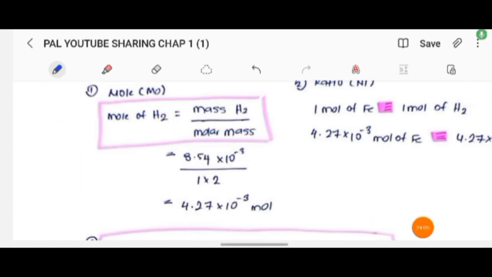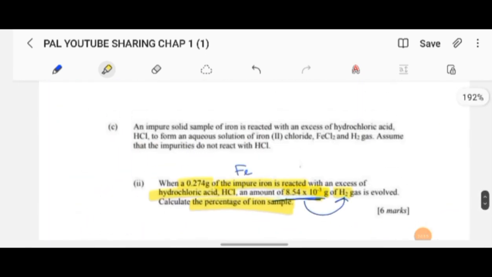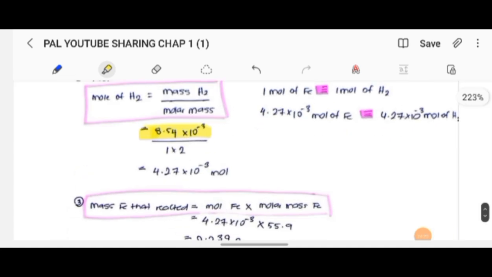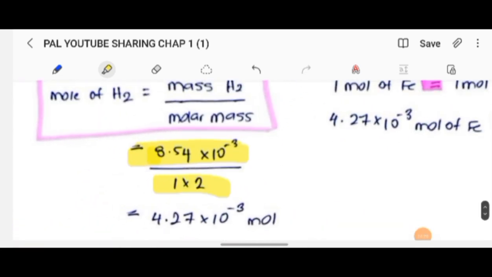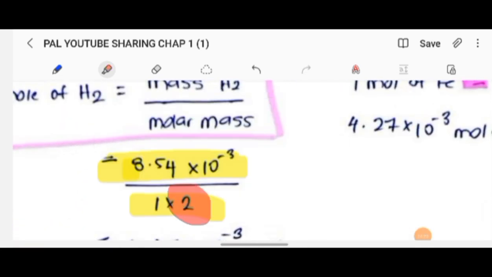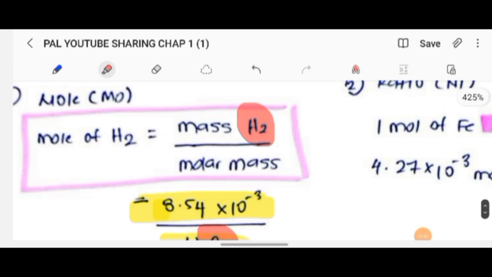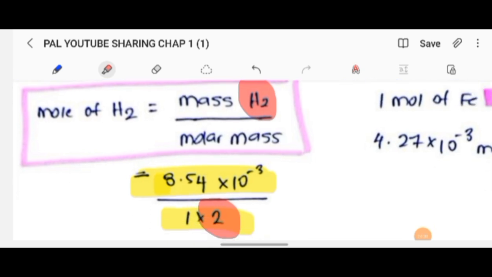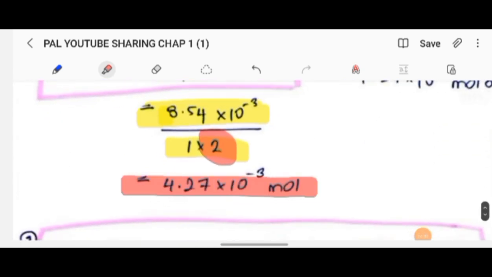Earlier we already got the mass of H2 in the equation, which is 8.54 times 10 to the power of negative 3. And then we divide with the molar mass, 1 times 2, times 2. Why? Because hydrogen has 2 atoms. It says hydrogen gas, so there is H2. When it is hydrogen gas, it means H appears 2 times. Okay, so we will get 4.27 times 10 to the power of negative 3 mol for H2.